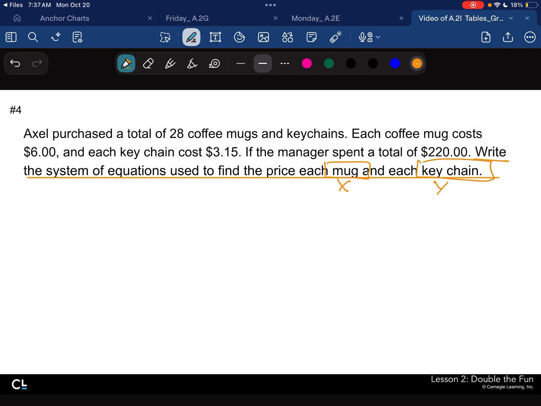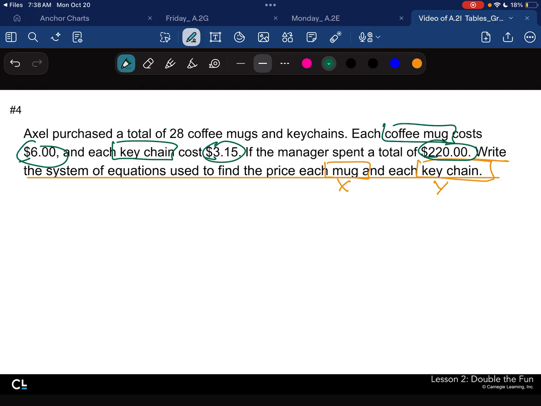So Axel purchased a total of 28 coffee mugs and keychains. Each mug costs $6, and each keychain costs $3.15, and he spent a total of $220. So that is, I see money, money, money. That is going to be in one equation. Let's write that equation.